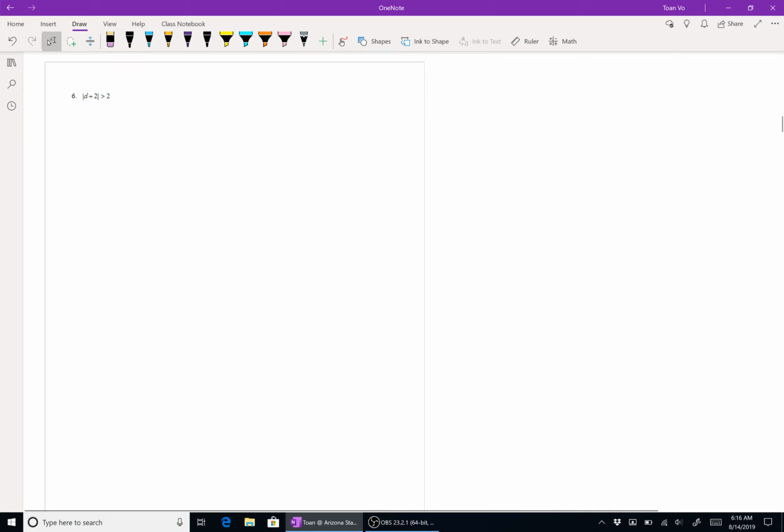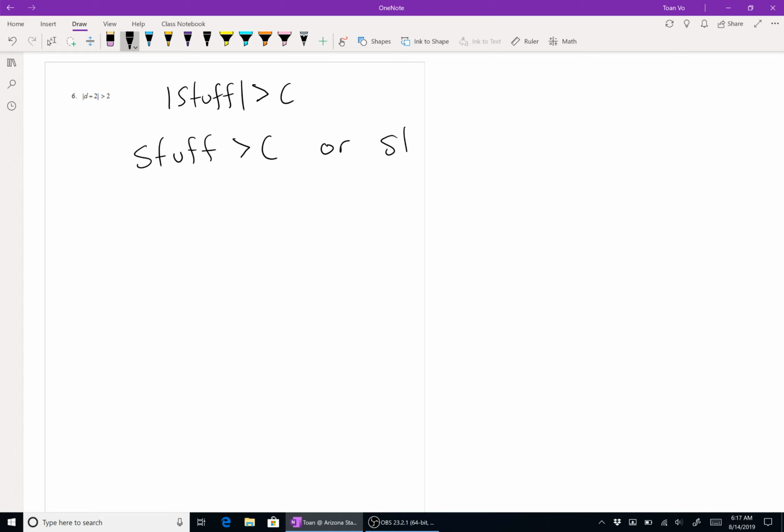Number 6 was an absolute value greater than problem. So again, the setup was, if you have absolute value stuff which is greater than a number, it's going to be a compound OR problem. So you write down the problem as is without the bars, and then you flip the inequality, and you flip the sign on the number.